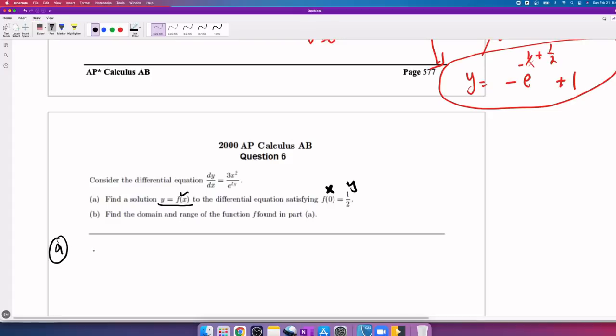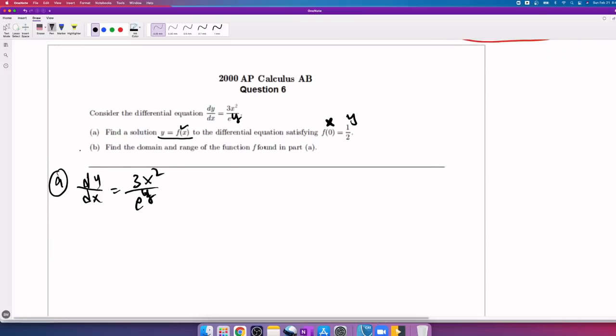So part A, I'm going to write my question first: dy/dx equal 3x squared over e to the y. This is actually wrong, this is not e squared, this is e to the y. Okay. Now I'm going to cross multiply first. That's our first step. So I'm going to have e to the y dy equal 3x squared dx. Integrate. They are already fixed: y's and y's on one side, x's and x's on the other side.